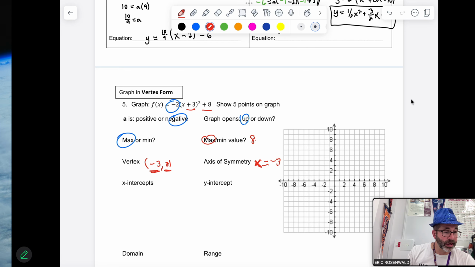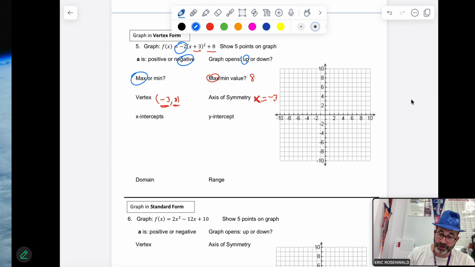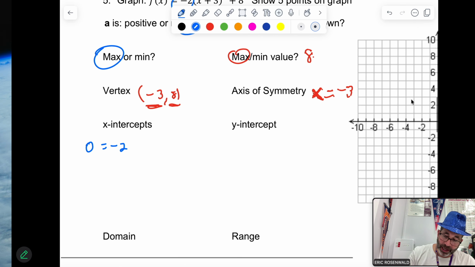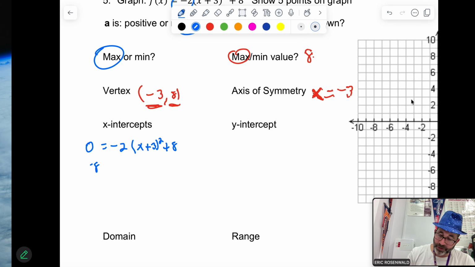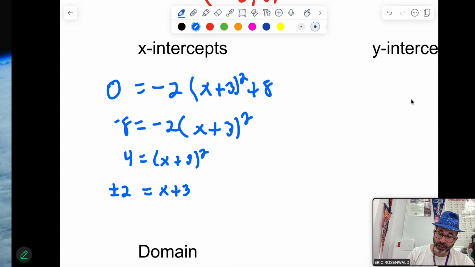Okay, the x and the y-intercepts, we're going to have to solve those. So the x-intercept, we're going to set y equal to 0. So that means we have 0 is equal to -2 times (x plus 3) squared plus 8. We'll solve. We have -8 is equal to -2 times (x plus 3) squared. Again, that's just moving the 8 over. Divide both sides by -2. We end up with 4 is equal to (x plus 3) squared. Take the square root of both sides. We get plus or minus 2 is equal to x plus 3. So we get -3 plus or minus 2 is equal to x.